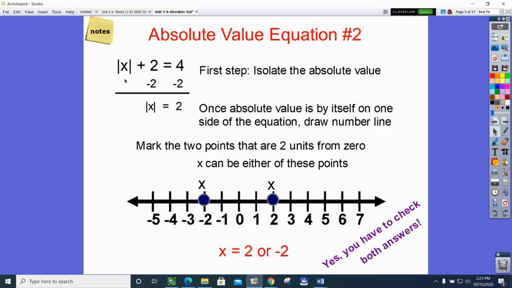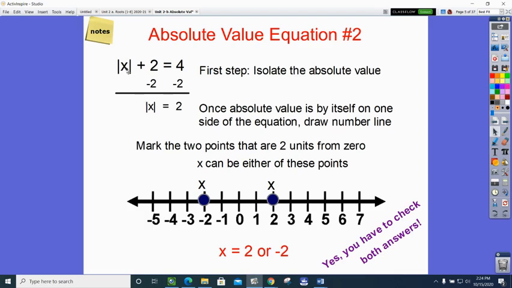So now we're going to up the game a little bit. You're going to notice outside the absolute value, we have a +2. When we have an equation that looks like this with absolute value, the first thing you want to do is isolate that absolute value. In other words, let's do our opposite operations to move this 2 to the other side. We're going to subtract 2 from both sides. When we do that, we have the absolute value of x equals 2, and this looks like the one we just did. If we go to the number line, the number 2 is 2 units from 0, the number -2 is 2 units from 0.